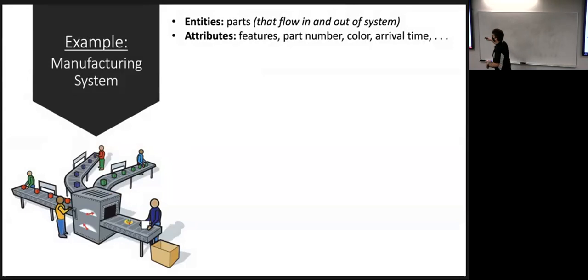So some examples here. For a manufacturing system, entities might be parts that arrive at the system and eventually leave the system, possibly in a different shape than when they came in. The attributes might be features of the parts: their part number, their color, even the time that they arrive. They might be stamped with the time when they arrive, so in the sim we can keep track of how long they've been there. When they exit the system, we can ask when they arrived, and if you subtract, you figure out how long they've been there.